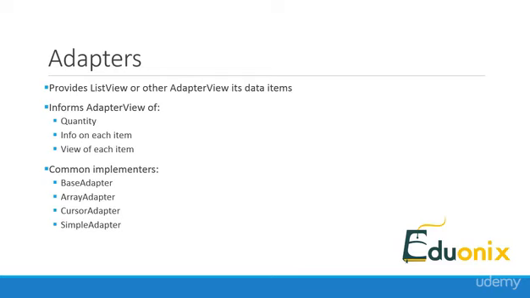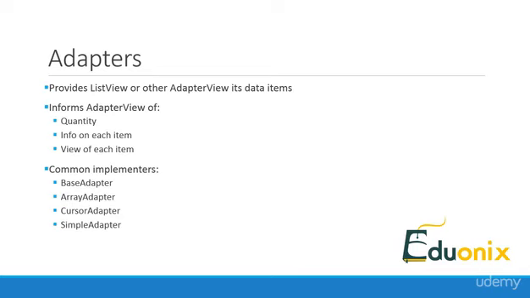To separate the data that a list view displays from the list view component itself, Android utilizes a separate component called an adapter to provide list views and other adapter views their data items. The adapter of an adapter view will inform its adapter view of information like the quantity of items it will need to display, the info on each item, and views to use for displaying each item.